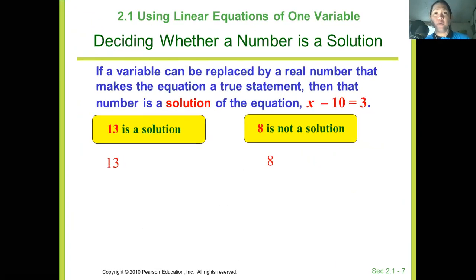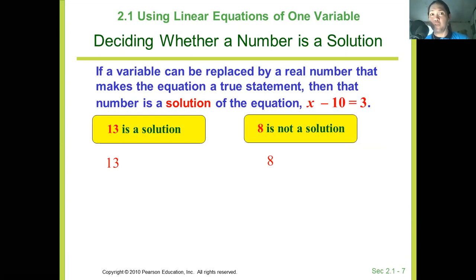Okay, deciding whether a number is a solution. This is part of our objective for this video discussion. If a variable can be replaced by a real number that makes the equation a true statement, then that number is a solution of the equation x - 10 = 3.